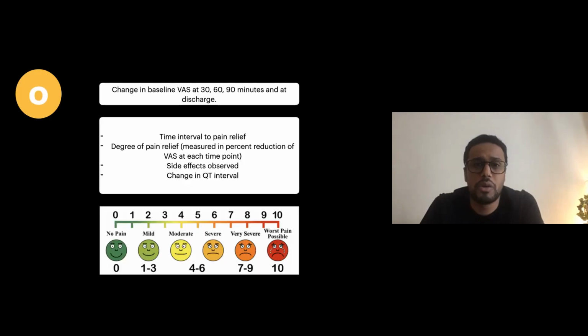Their primary outcome was to see the change in the headache score, in VAS score, as we can see, at 30, 60, 90, and at discharge. For the secondary outcome, they were looking at the time for the pain relief, the degree of pain relief in VAS score, any side effects or any change in QT segment.